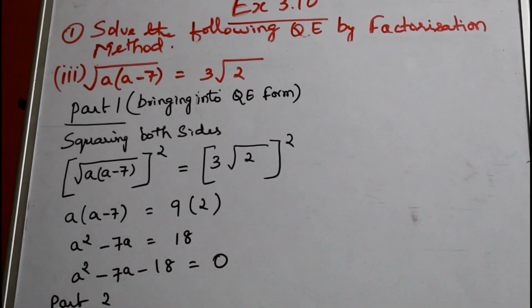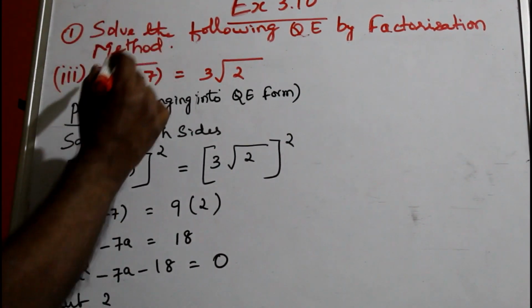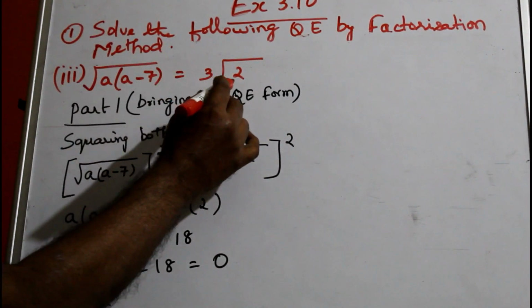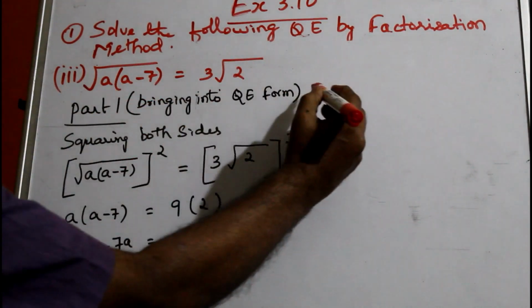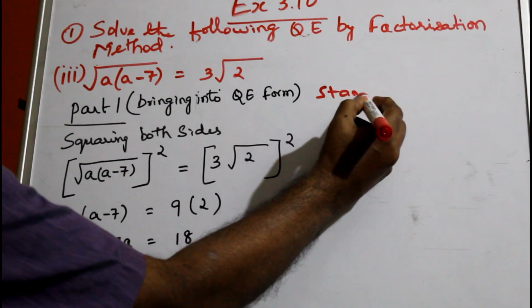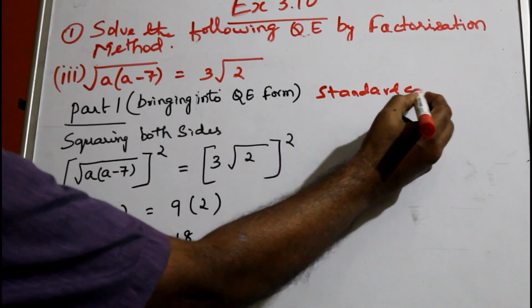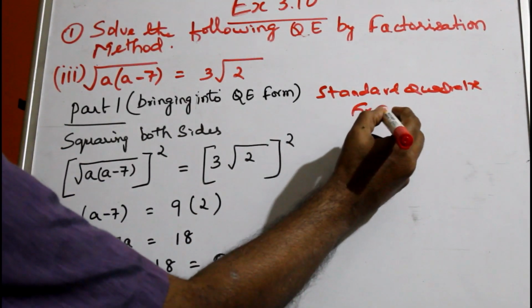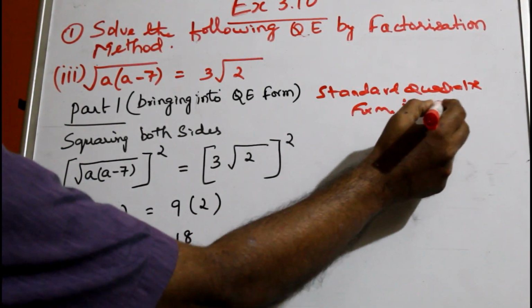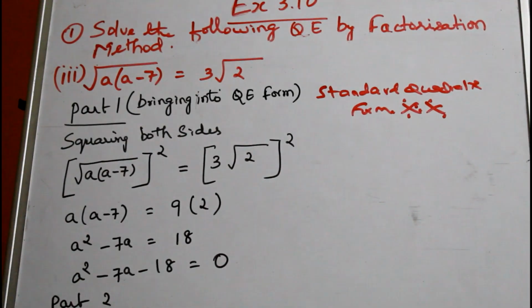So we'll go to the next sum. They are given square root of a into a minus 7 equal to 3 root 2. See, part 1, why I put it is bringing it into the standard form is very, very important. It was bringing it into the standard quadratic form. Bringing it to the standard quadratic form is very important, otherwise you won't get the answer.